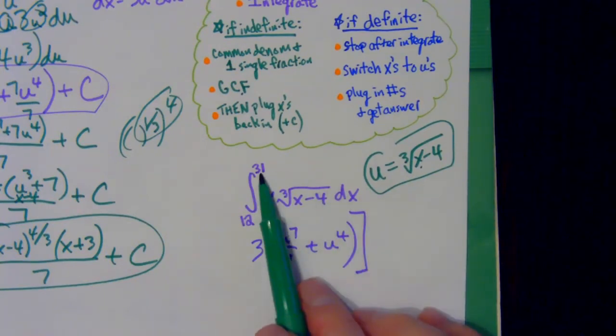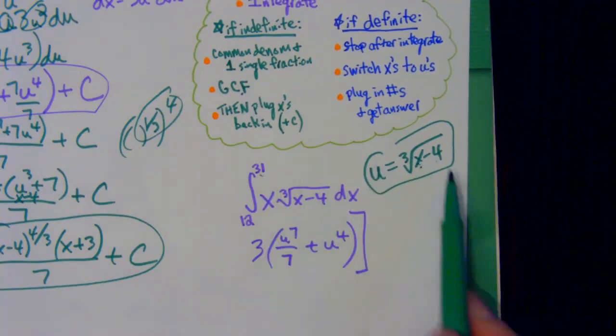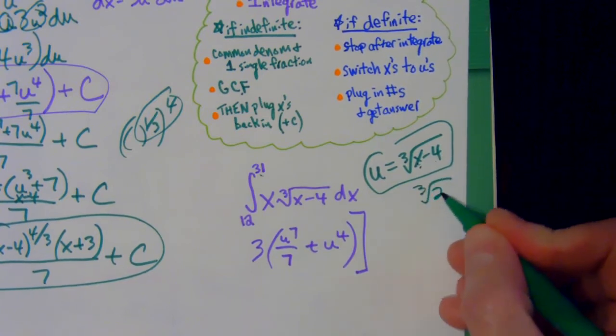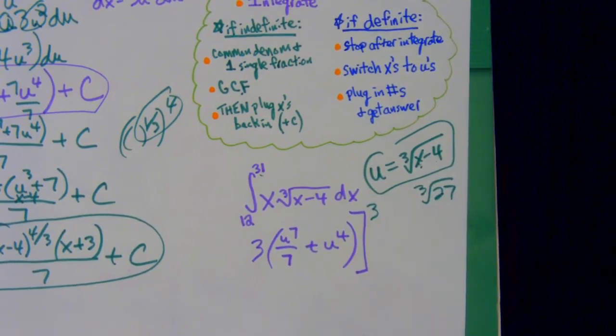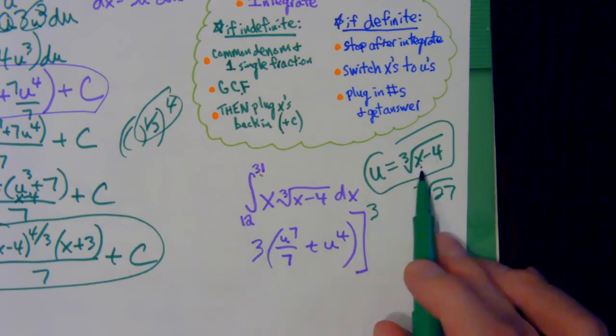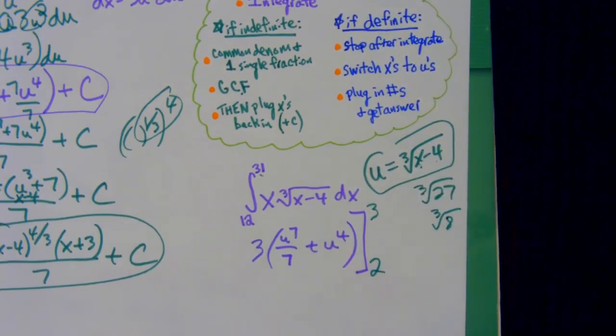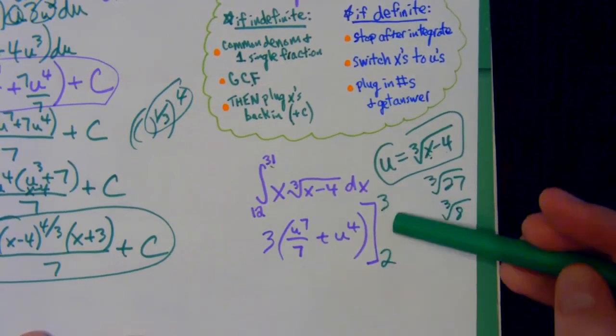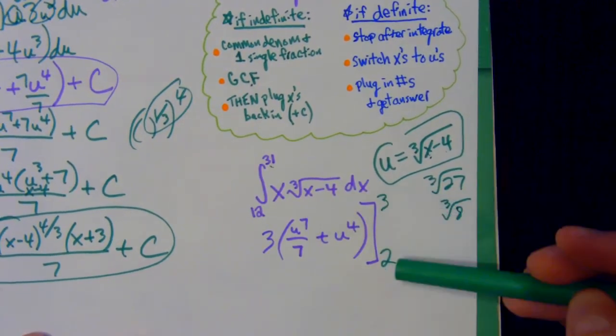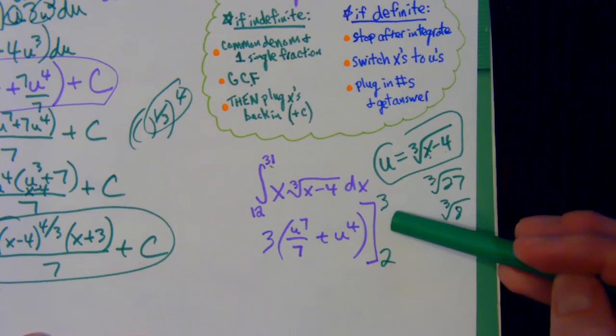So take the top number, plug that in: 31 minus 4, that's going to be the cube root of 27, which is equal to 3. And then take your bottom number, plug it in: 12 minus 4 is 8, cube root of 8, that's equal to 2. It doesn't matter if those numbers end up as a 2 on the top and a 3 on the bottom.